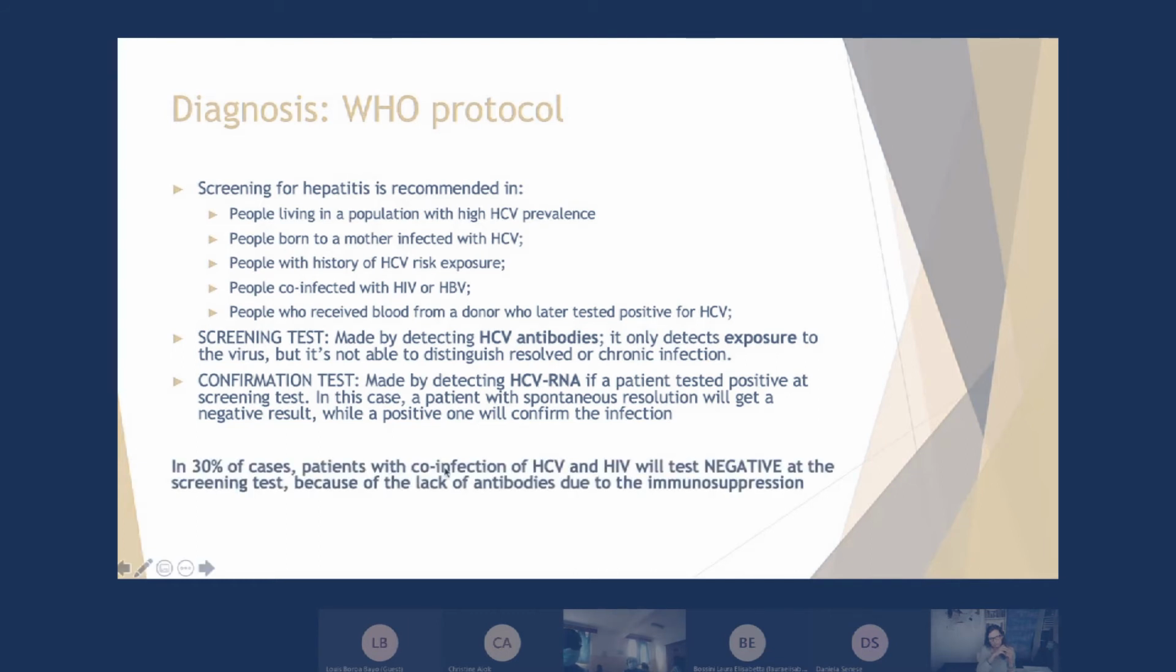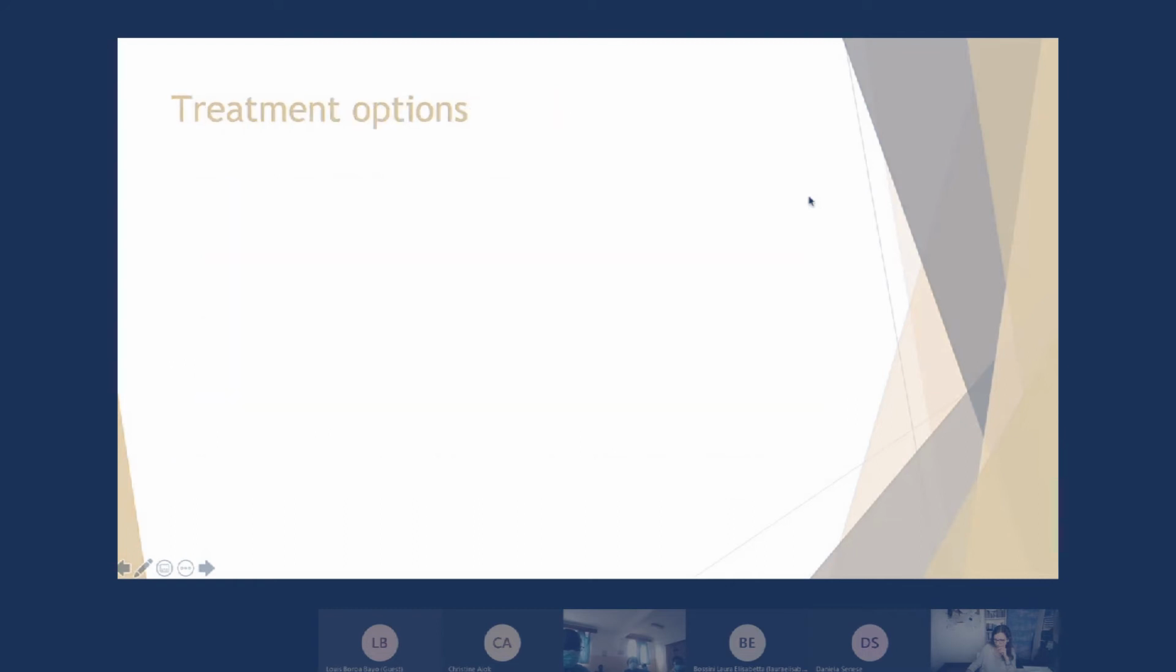What we have to know is that there is a possibility, of course, that the screening test is negative in people who have problems with the immune system. It's important to know that almost 30% of cases of HCV and HIV co-infection will result in a negative HCV screening test. So we will have to go deeper and look deeper in this kind of patients.